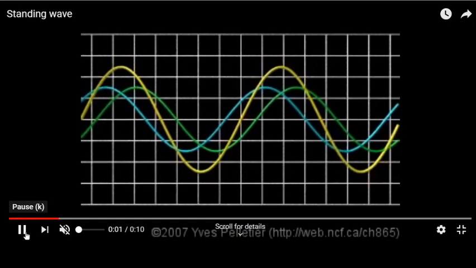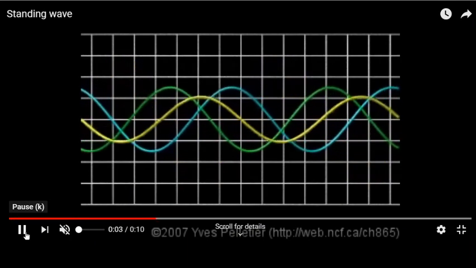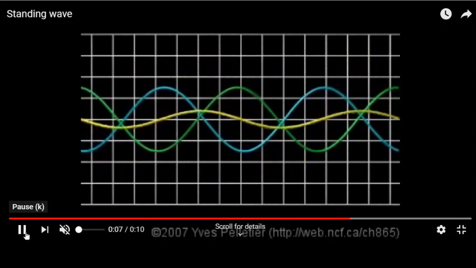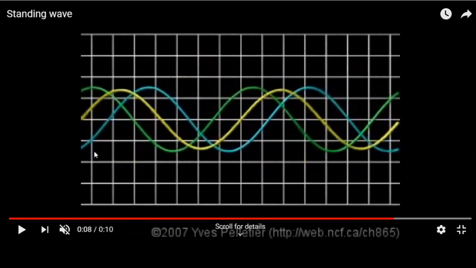It's because it looks like it's just a wave that's getting littler and bigger and then littler and bigger, but the location of the nodes and the antinodes hasn't changed. So the nodes here are the spots where the displacement is 0, and the antinodes are the spots where the displacement is the maximum value.